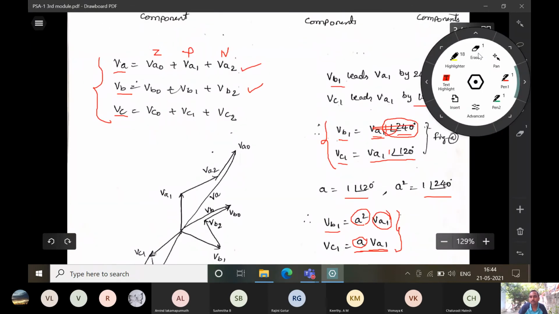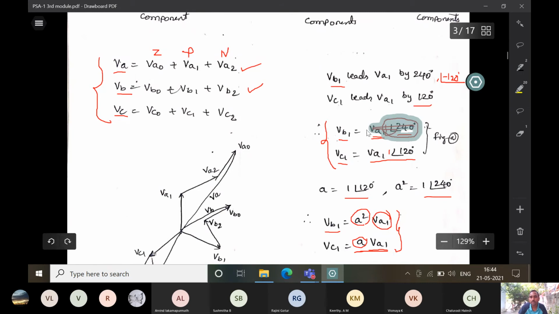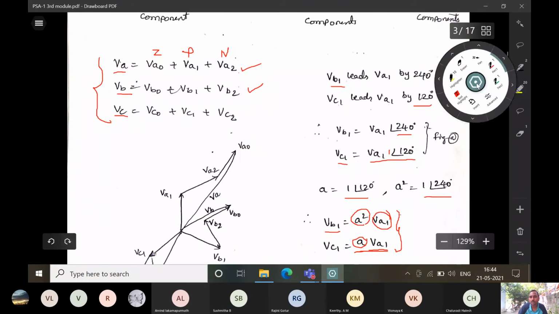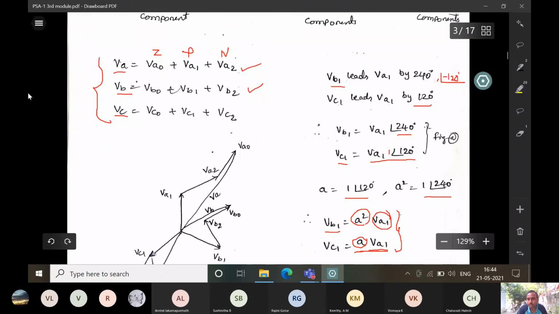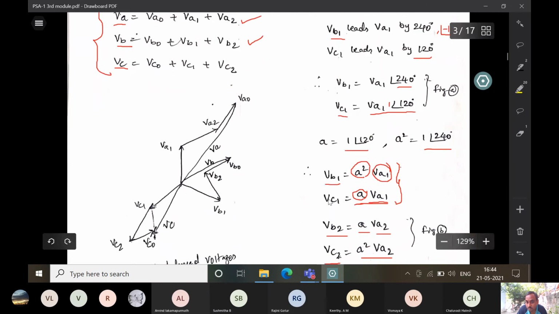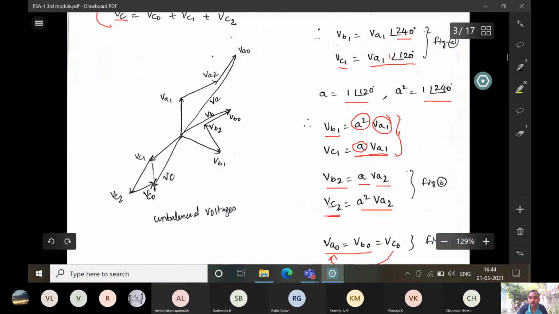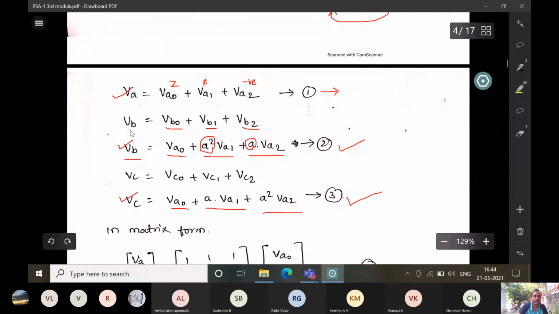So therefore VA1 at an angle 240, right? And similarly VC1 is equal to VA1 at an angle 120. Sir, writing VB in terms of VA. Okay, writing VB in terms of VA.